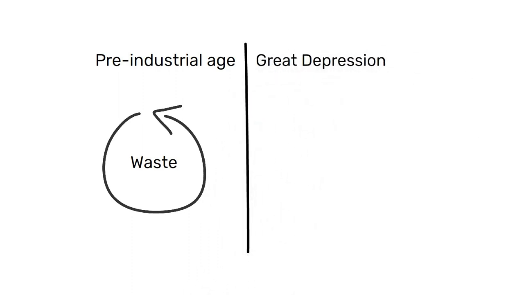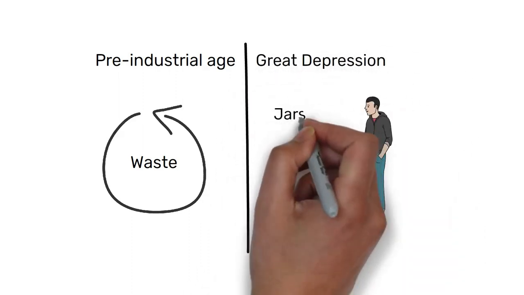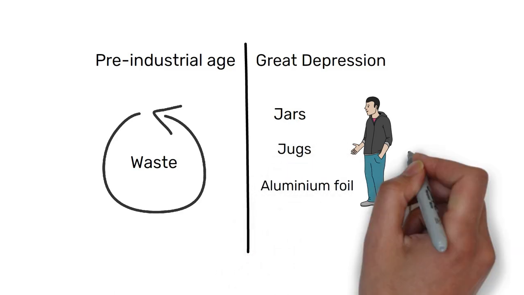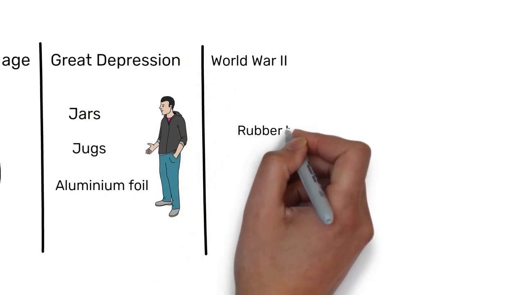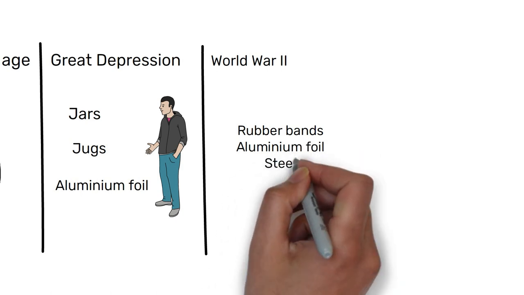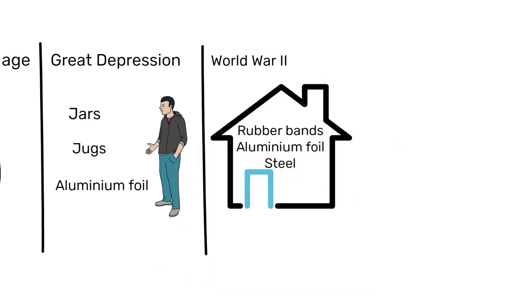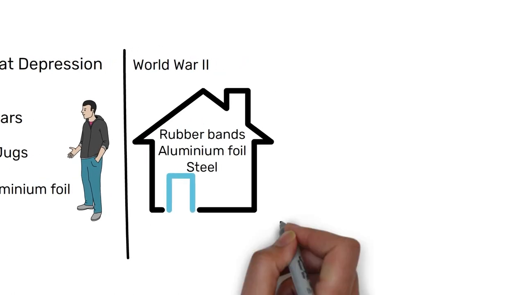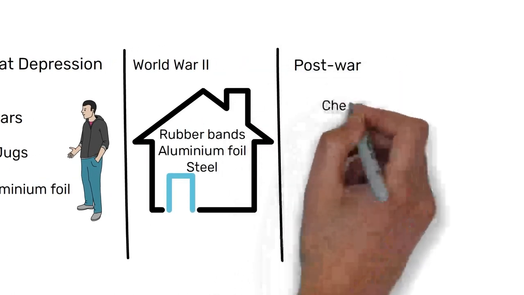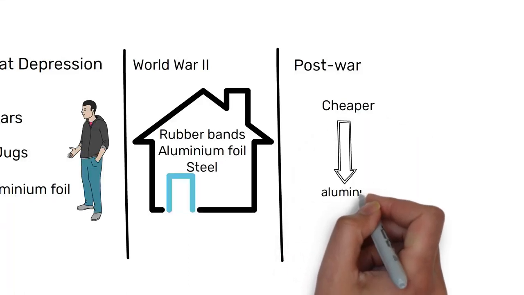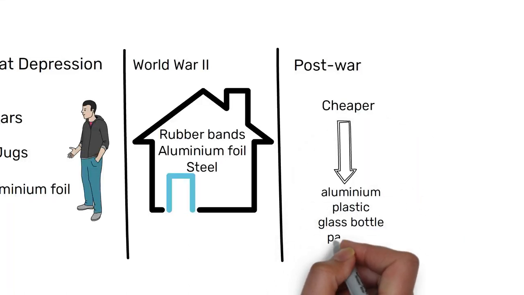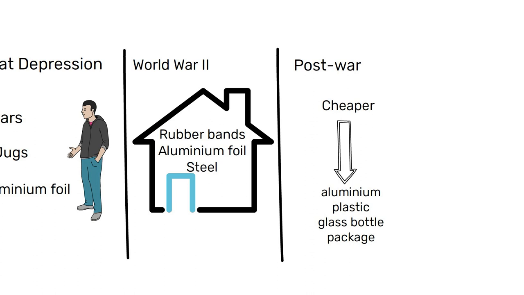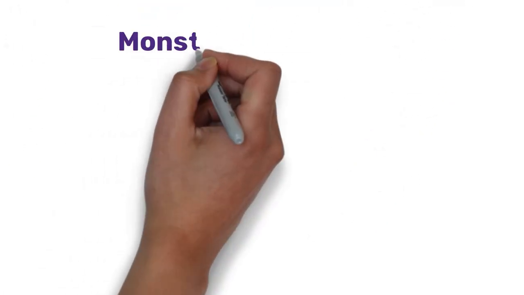Then came the Great Depression, where people were careful about reusing jars, jugs, foils. And during World War II, people saved rubber bands, aluminum foil, steel, and other materials to feed industrial needs. But as cheaper materials and new synthetics flooded the post-war market, it became less expensive for industries to make a new aluminum, plastic, or glass bottle or package at a central plant and ship it out than to build up local infrastructures for collecting, transporting, and cleaning.